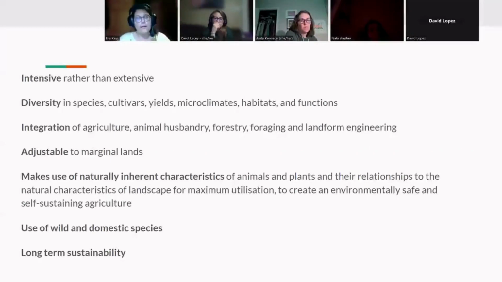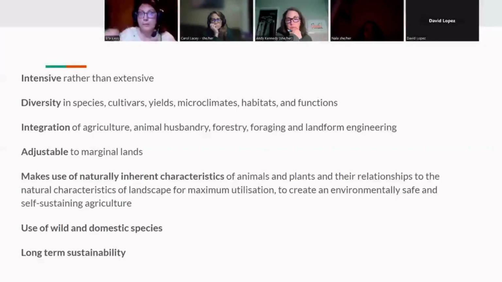Integration of agriculture, animal husbandry, forestry, foraging, and landform engineering. Andy, how does that statement interconnect with the previous one, the diversity? In the web of things, the diversity allows for that integration. They for sure go hand in hand, because with that diversity, you're welcoming all of those diverse aspects of the system to integrate and speak to each other.